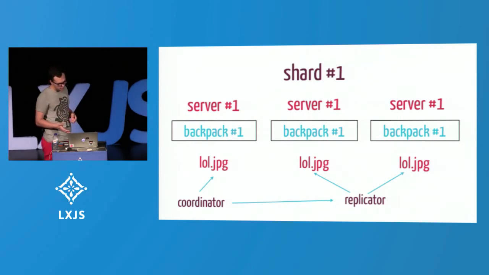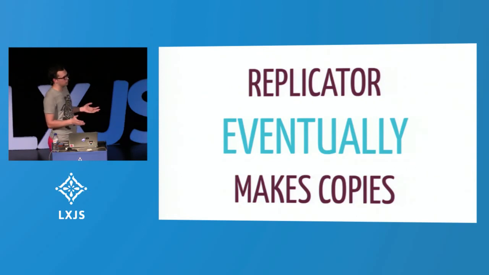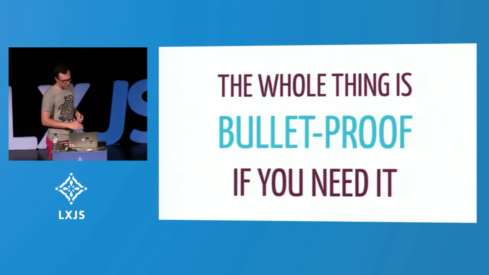If you want to save an image, the coordinator does that on one server and tells our replicator to replicate that photo to make it available on every node. And this happens eventually. Maybe it won't happen, but we hope it will. Because if some node is down, we just keep a message in the queue, like copy that file to this node, and when the node is alive again, we'll do what we should do. And the whole thing is bulletproof if you need it. But if you don't, like in a staging environment, you can run everything on one node. Nothing will complain.